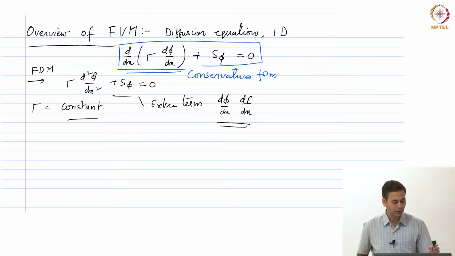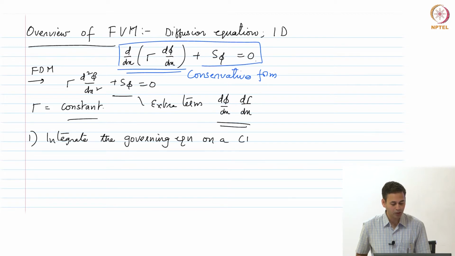Now, let's convince ourselves that we want to work with this conservative 1D diffusion equation with a source term, and we want to apply the finite volume method. So, the first step is to integrate the governing equation on a control volume. So, we are going to integrate this. Before that, we need a control volume.